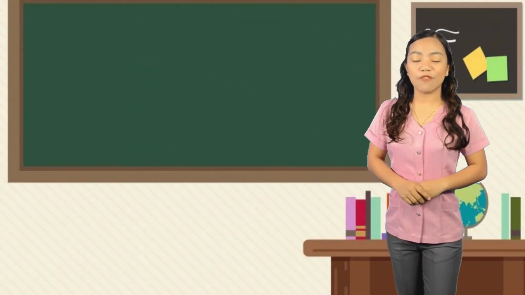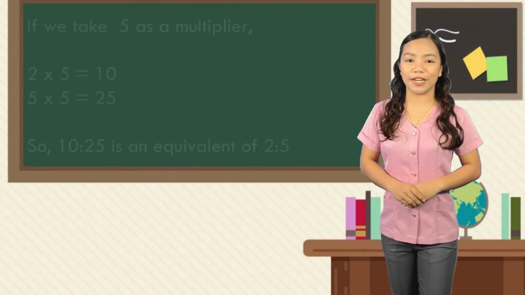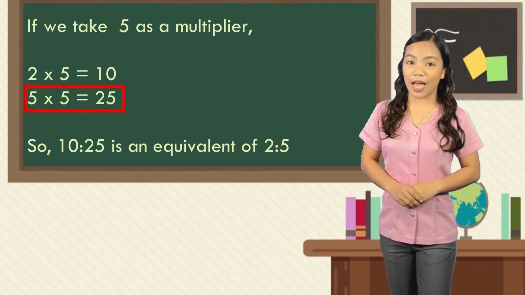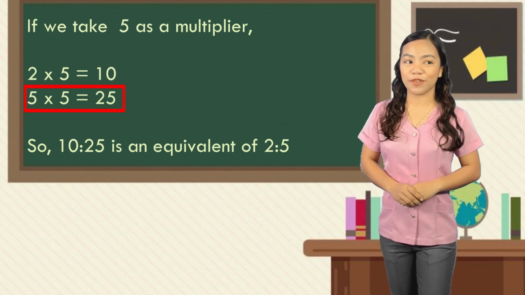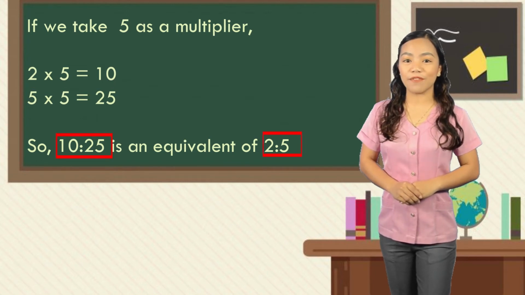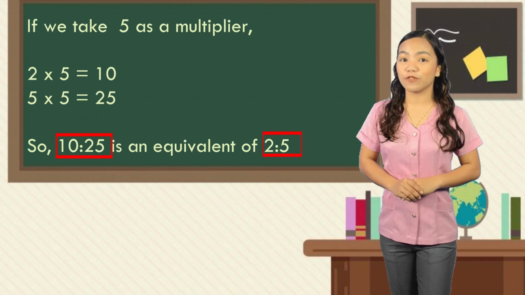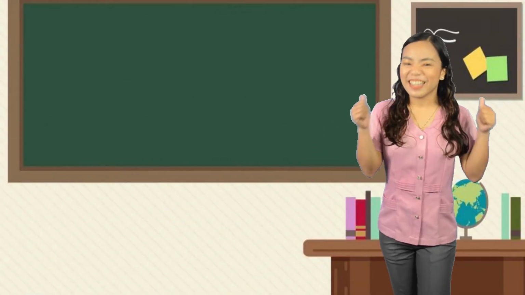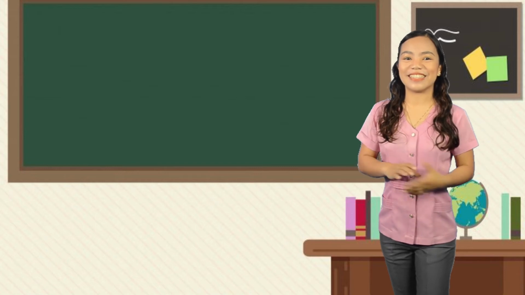If we take 5 as a multiplier, 2 times 5 equals 10, and 5 times 5 equals 25. Therefore, 10:25 is an equivalent of 2:5. Very well! You did great!